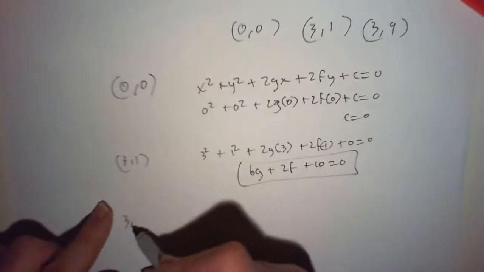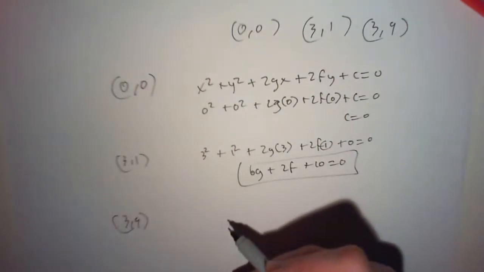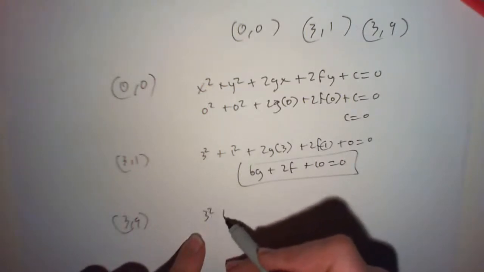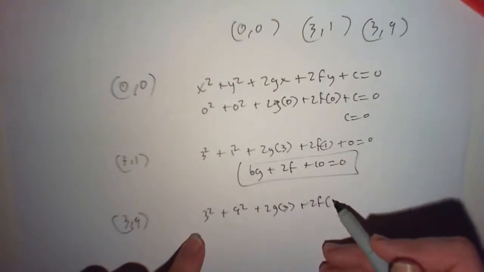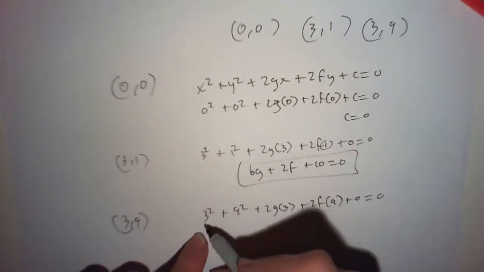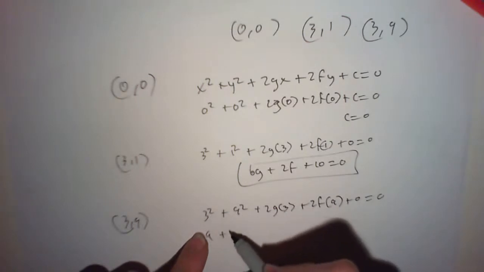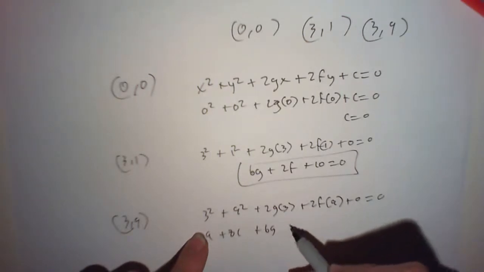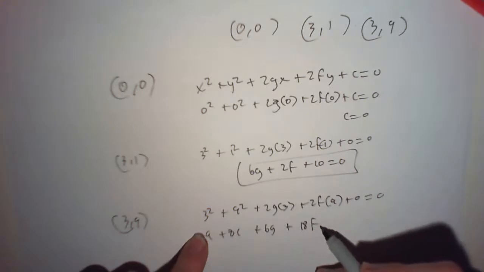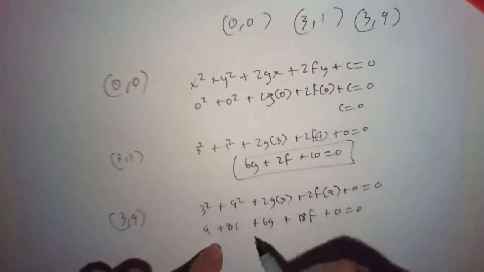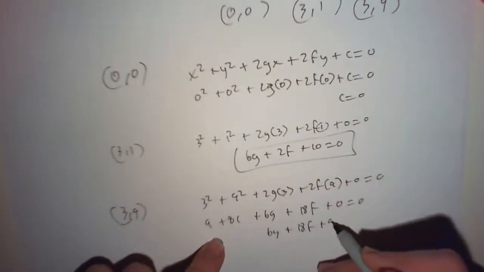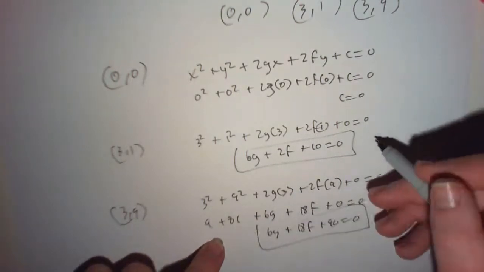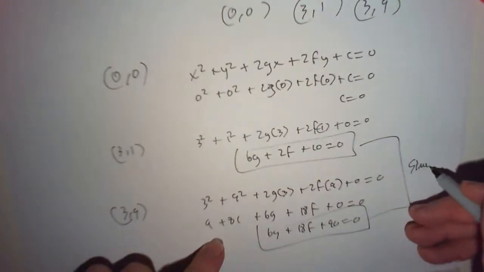Now do it with 3 and 9. That's 3 squared plus 9 squared plus 2g times 3 plus 2f times 9 plus 0 equals 0. So 3 3s are 9, plus 81 plus 6g plus 18f plus 0 equals 0. 81 plus 9 is 90. 6g plus 18f plus 90 equals 0. You can see it's a simultaneous for f and g.